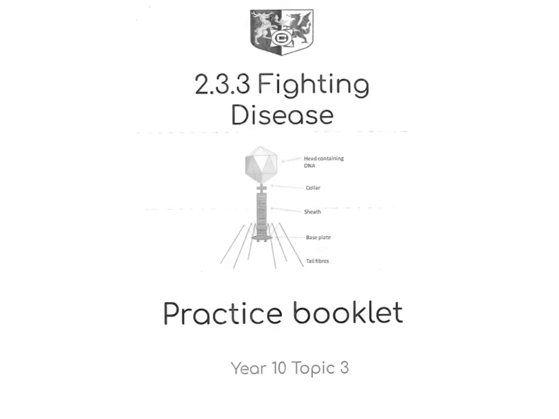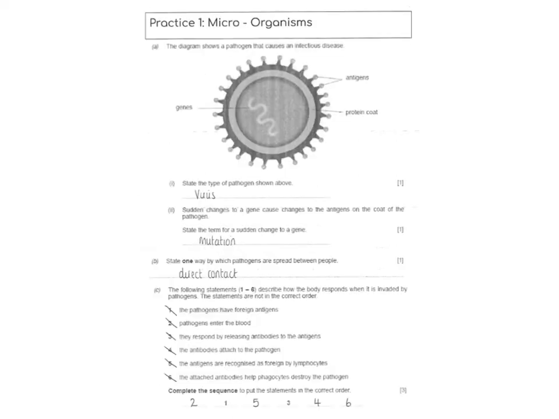Okay, so this is the answer booklet for 2.3.3, fighting disease. The first question is a diagram of the pathogen that causes an infectious disease. Name the type of pathogen shown above. That is a virus. We know it's a virus because it's got a protein coat. Sudden changes in a gene cause changes to the antigens in the coat. State the term. That is a mutation.